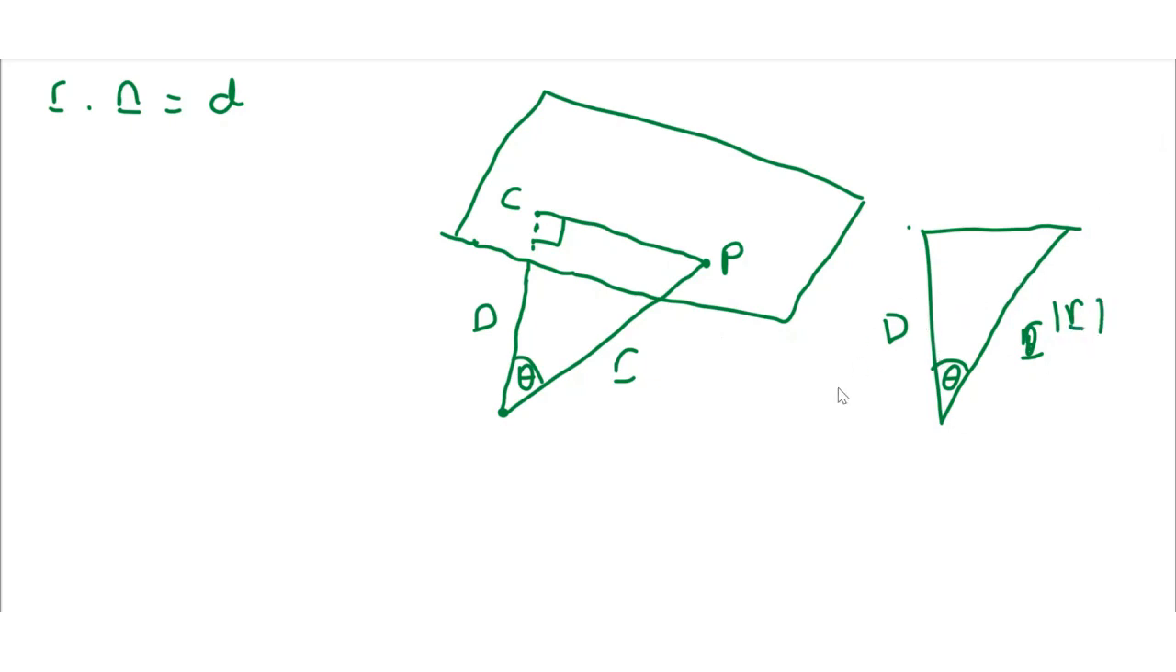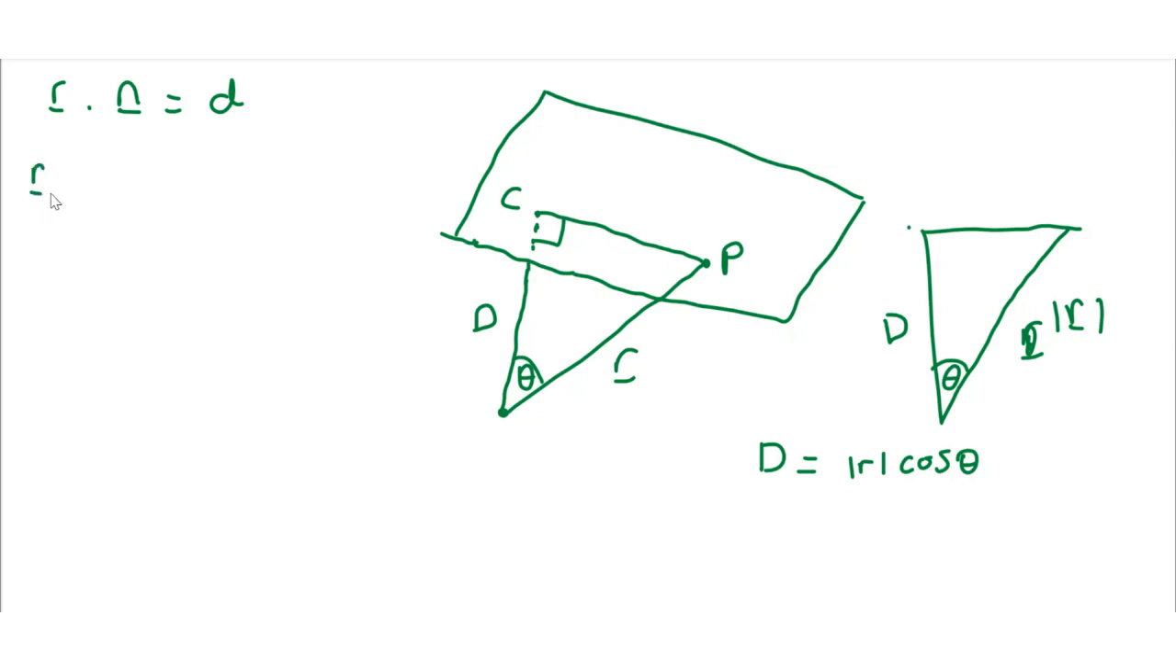Okay, next line here. So we want to find D, and by our rules of trigonometry, capital D here is equal to, okay, we've got adjacent and hypotenuse, so cos theta is equal to D over r. So D is equal to modulus of r cos theta.